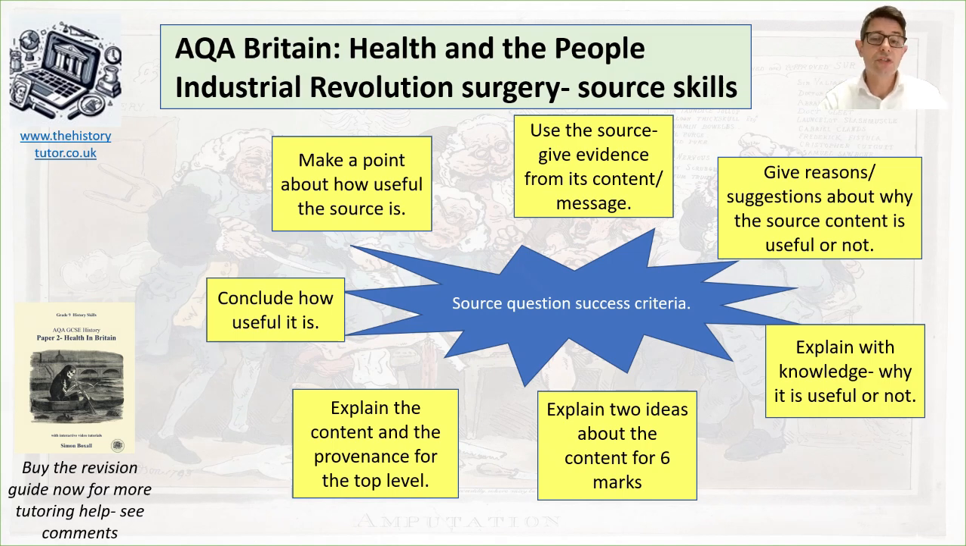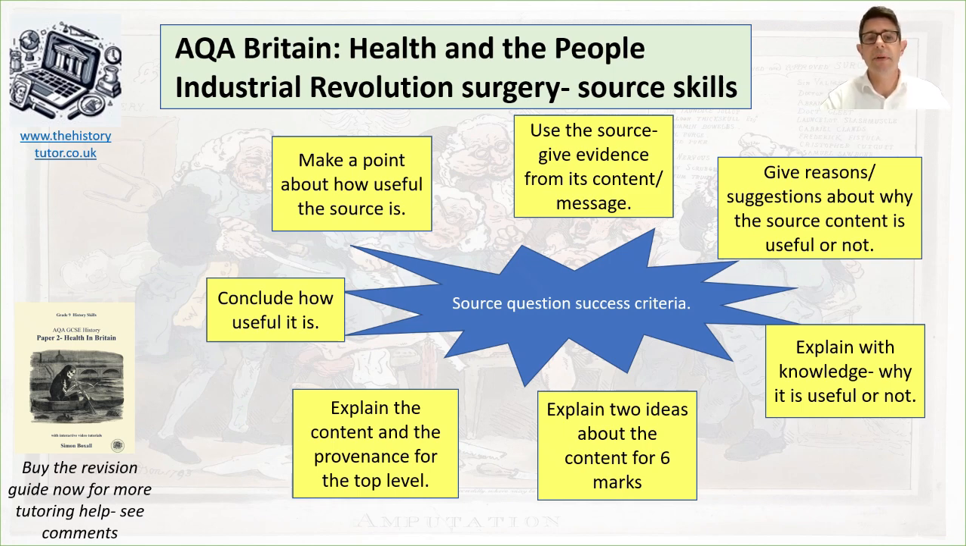Now, candidates who do 2 ideas about the source content, the message in the source, can get 6 marks if they've explained with their knowledge. However, if you want the top band of marks, actually, in some cases, this can be a bit easier. Give an explanation of the source content and message with some knowledge, and then give an idea of the provenance, where the source comes from, who made it, why they made it, etc. That will get you maybe 7 marks. Your last mark is reserved for giving your final judgment. Overall, this source is very useful because.